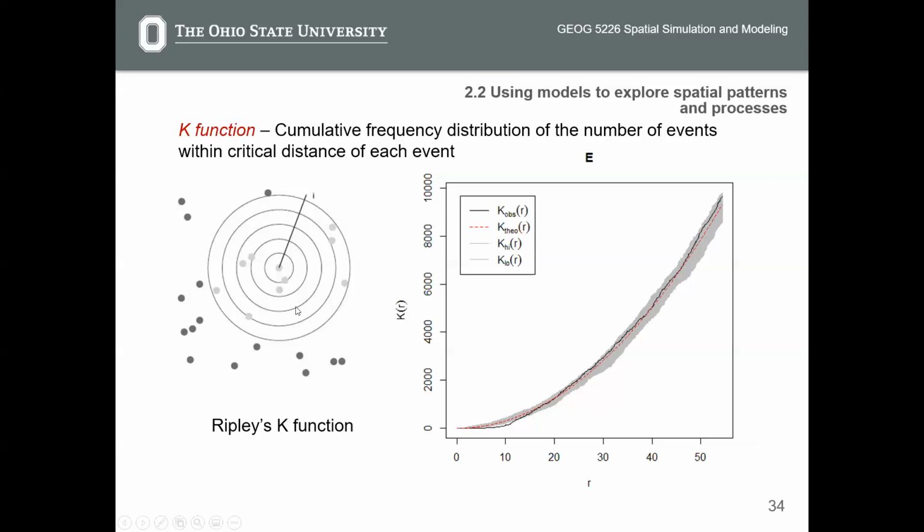It is used to address the second order structure, and if the observed pattern curve, just like this black curve, is inside this envelope, then we say there is second order structure within your study area.